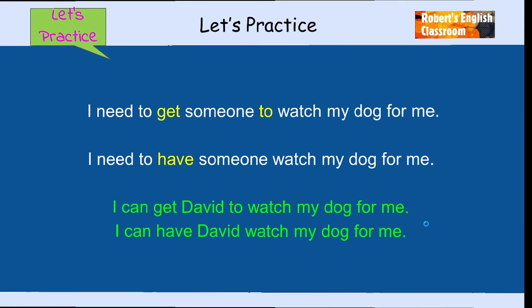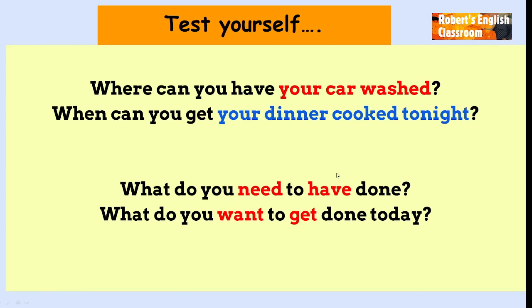All right, and here we go. You can test yourself here. Where can you have your car washed? When can you get your dinner cooked tonight? What do you need to have done? And what do you want to get done today? Okay, this is a little quiz that you can give to yourself and see how you do. You can always answer these questions in the comment box for me. I always answer. So you can say, hey, Robert, is this a good answer? Here's my answer. And I'll tell you right or wrong or yes and no.